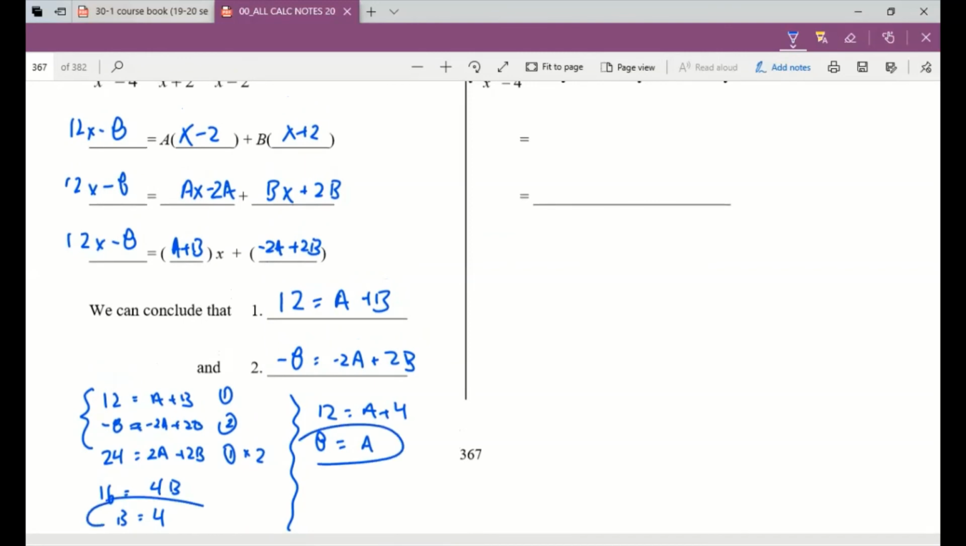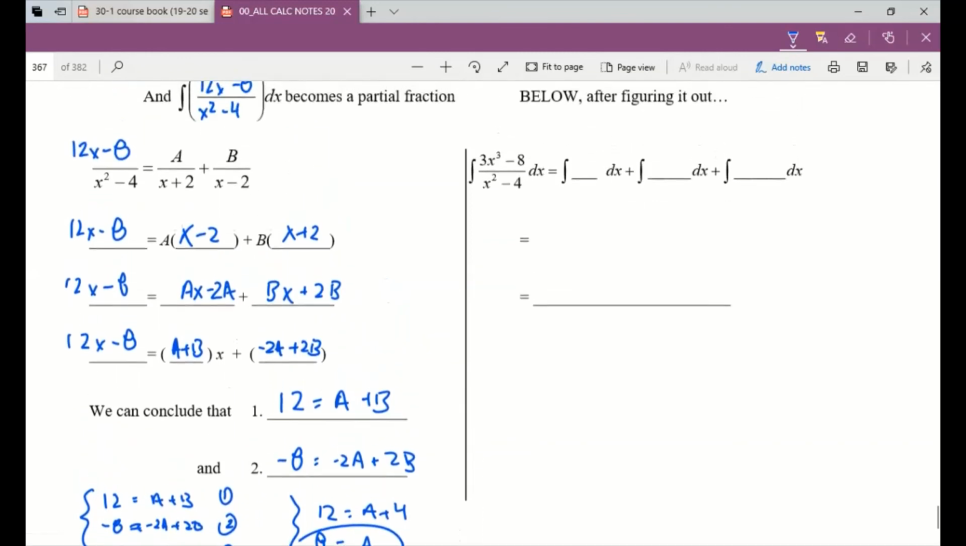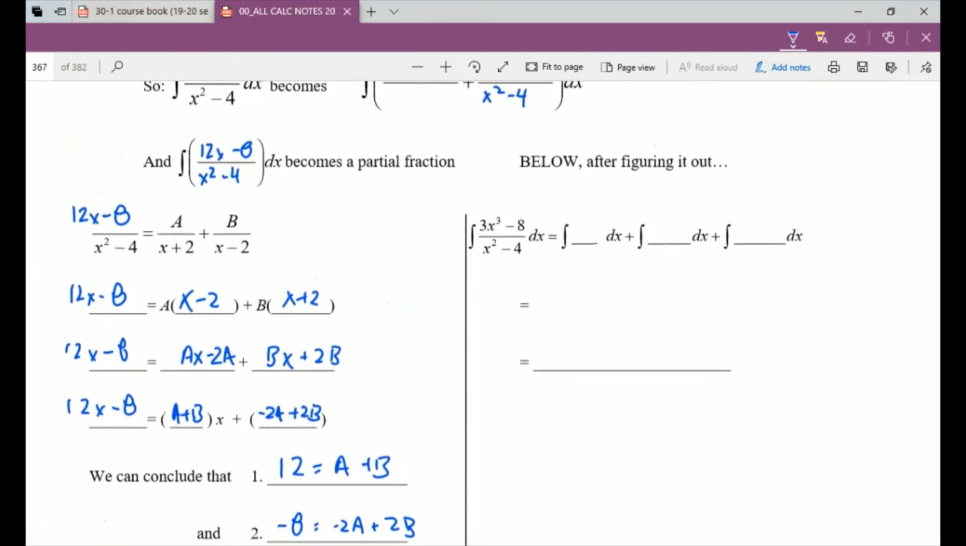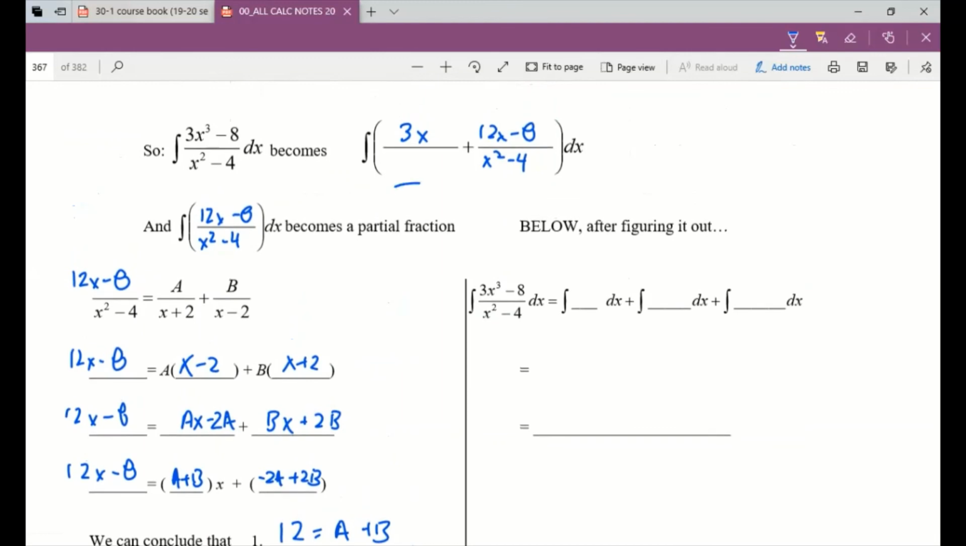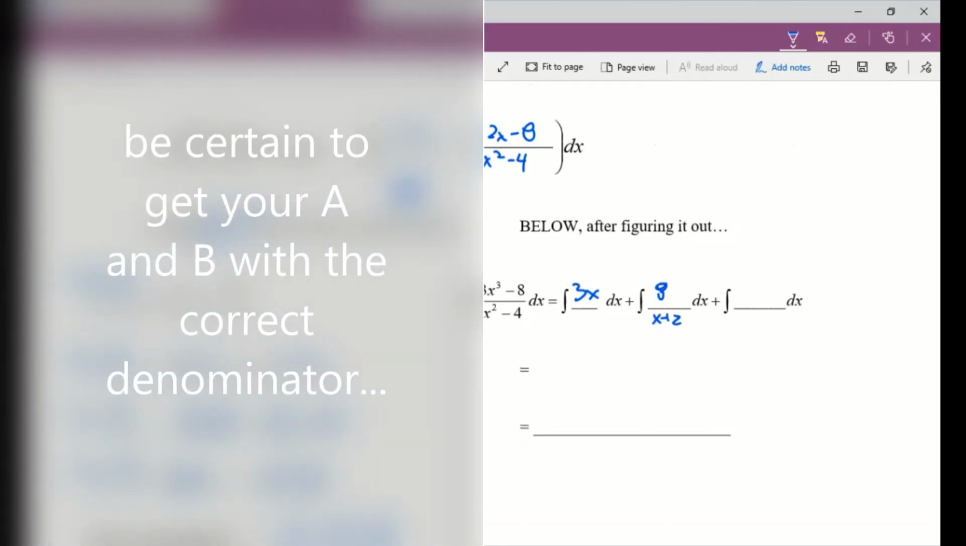Using those two amounts, let's go back up here to our integral. Don't forget about the first piece of our integration, which was just 3x. There's that quotient up above. So our integral breaks into 3x plus 8 over x plus 2 dx. That was our a value. And then our b value made this 4 over x minus 2.